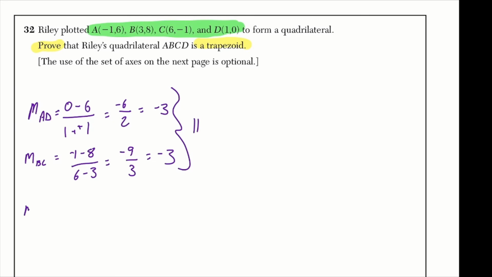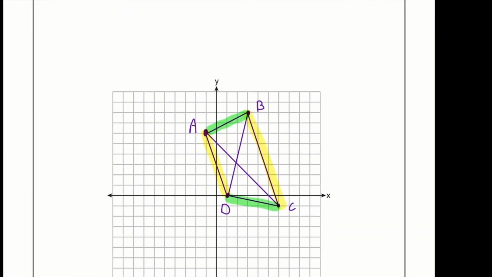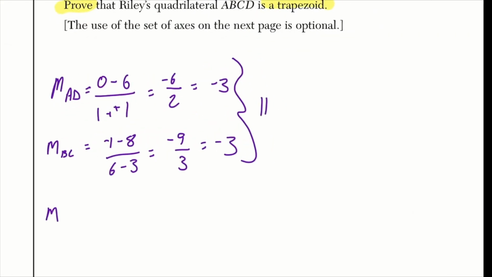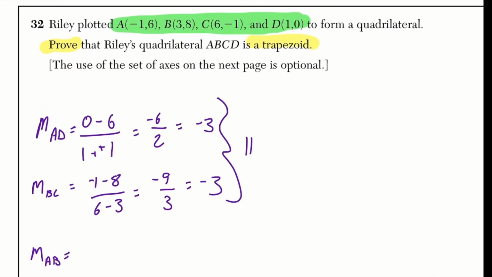That is why we're going to need to show the slope of, so now I can do AB and DC. So these are my green ones in my diagram. AB and DC I'm going to be finding the slope of. So the slope to AB is 8 minus 6 over 3 minus negative 1. We get addition down here, 2 over 4. Which simplifies to 1 over 2.